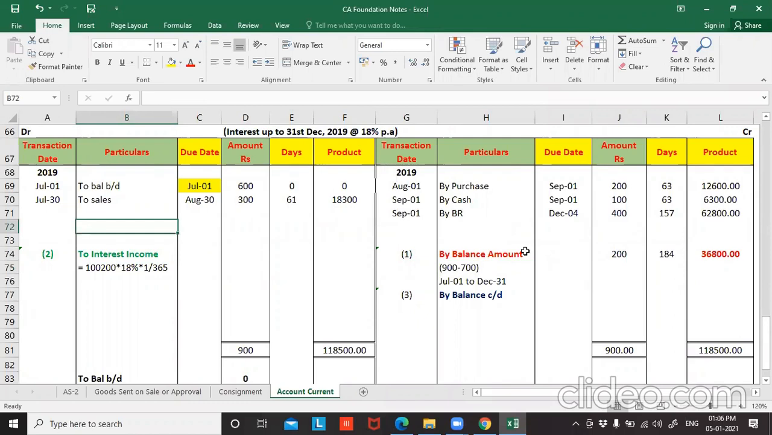I'll get a balance brought down of the product. Balance of the product. This is my step 1. Coming to step 2.